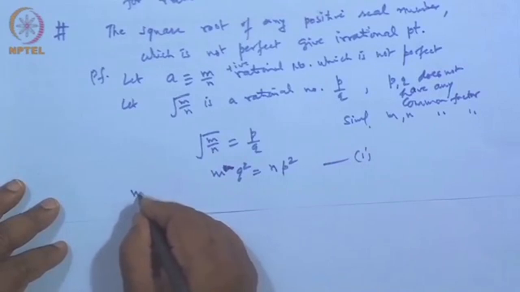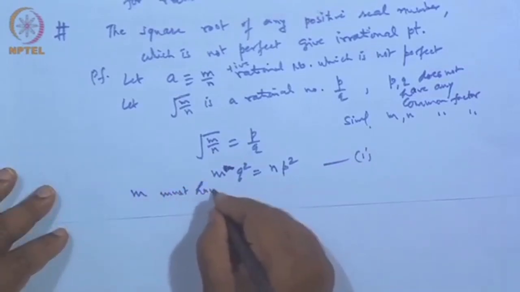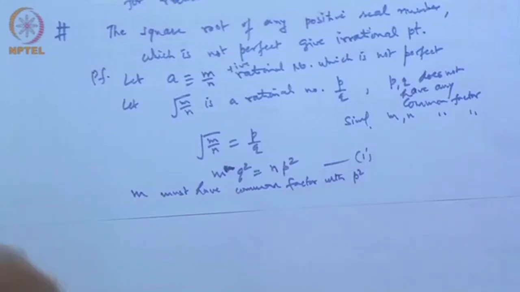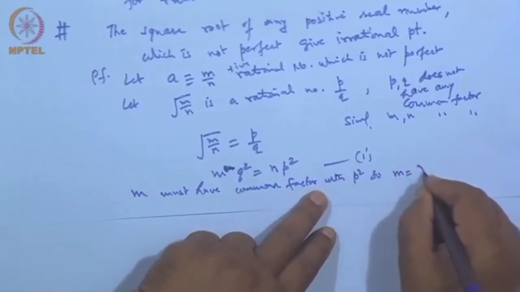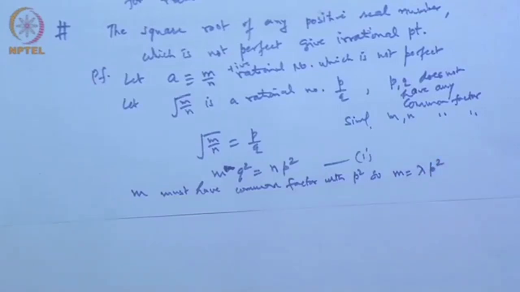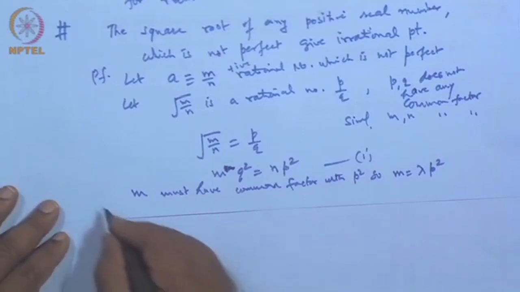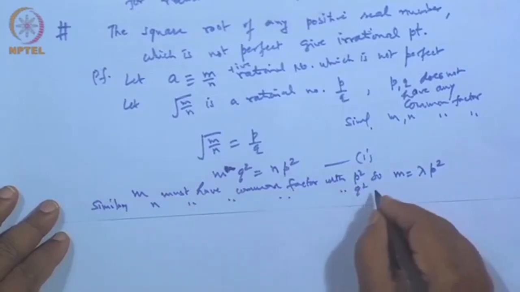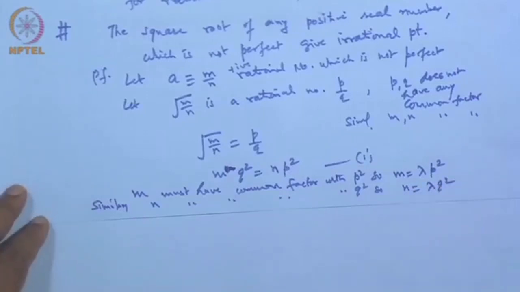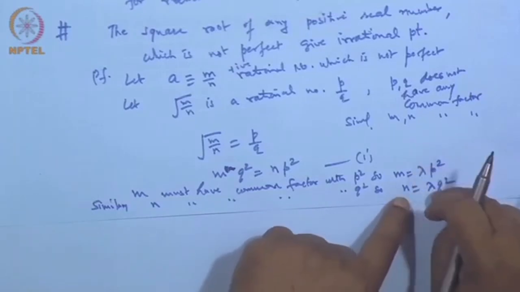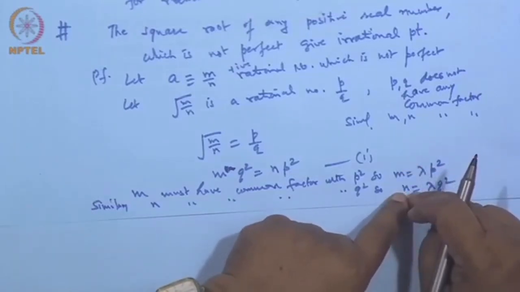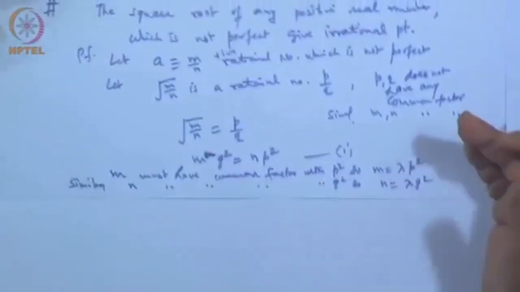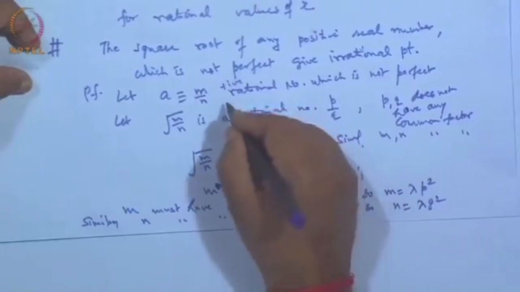So, from here m must have a common factor with p square. So m can be written as lambda times p square, is it not? Similarly, n must have a common factor with q square. So, n must be equal to lambda into q square, is it not? But m and n are in the lowest form. So, lambda must be 1, because m and n do not have any common factor. We are assuming m by n in the lowest form.